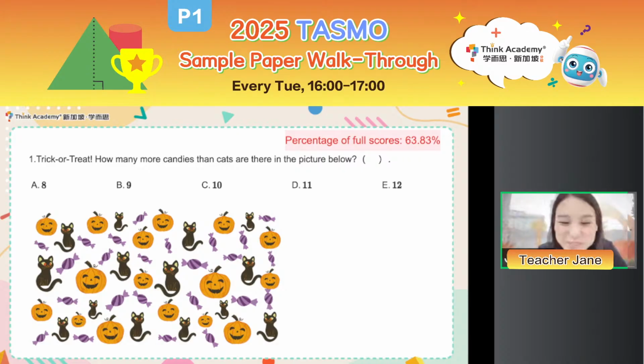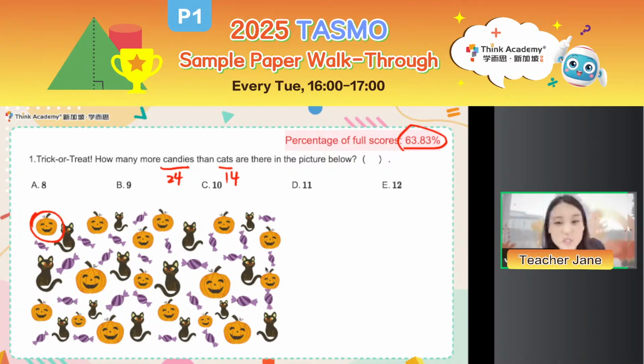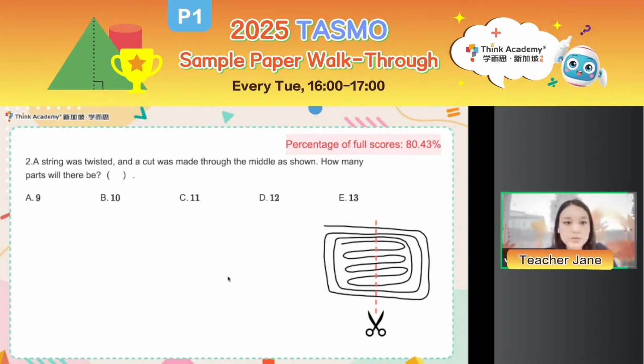I'm so sad to see that for this counting question, only 63% of you got it correct. This one really needs patience, right? What you need to do is count how many candies there are, how many cats there are, and then see how many more candies than cats there are in the picture below. For example, as for the candies, we got 24. As for the cats, after counting, you will know that there are 14. Count one by one in order from top to bottom, from left to right. And don't count this, it is neither candies nor cats. So everyone, the answer here should be C. Good job, everyone. Then let's move on.